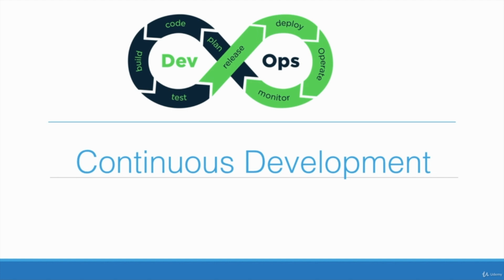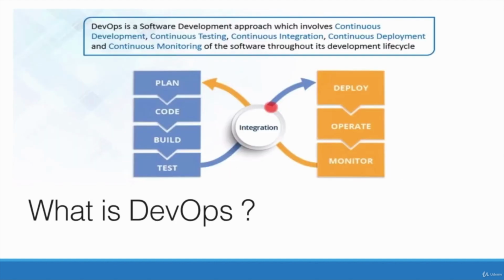So let's start. We have already discussed the DevOps part. DevOps is basically a software development approach which involves continuous development, continuous testing, continuous integration, continuous deployment, and continuous monitoring. And these phases will be followed throughout the development lifecycle, right? So the very first phase of DevOps is continuous development. So we are going to discuss continuous development in this particular lecture.